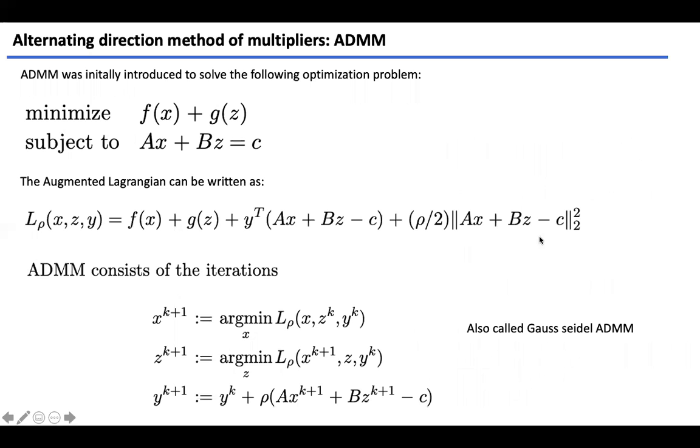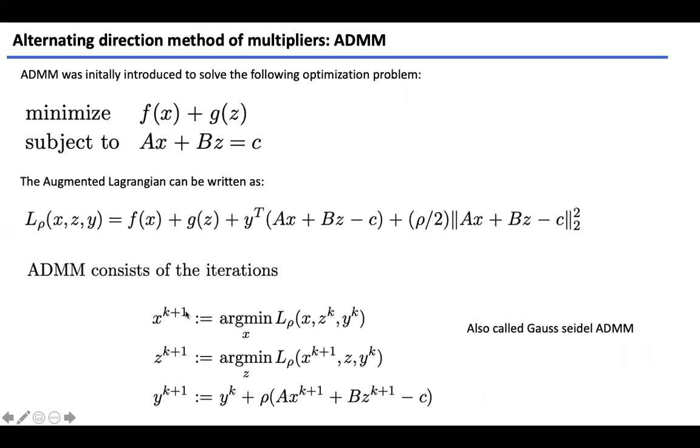But now, after introducing this term, every worker cannot update in parallel, because when updating X, I need to use Z. Therefore, the way the standard ADMM, or what is called Gauss-Seidel ADMM, updates is as follows.